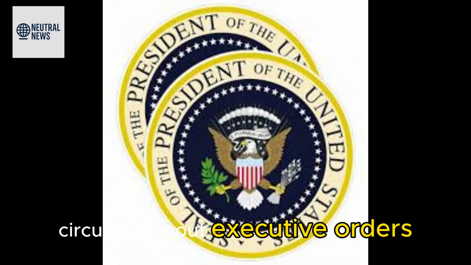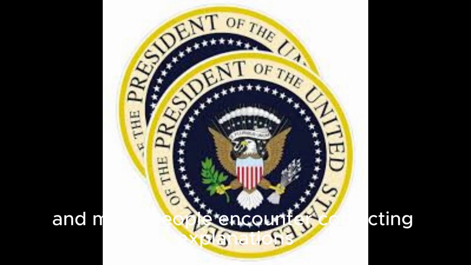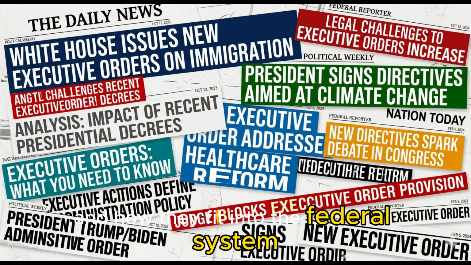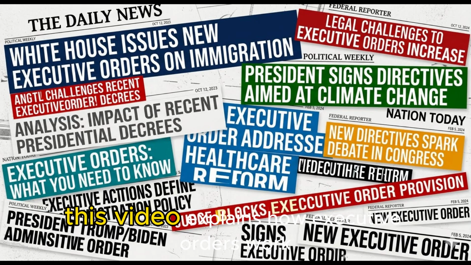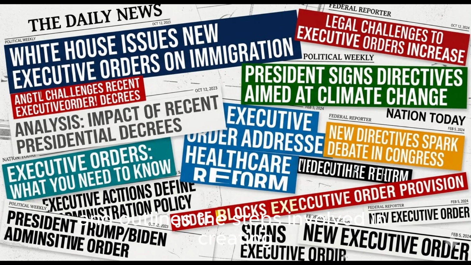A wide range of information circulates about executive orders, and many people encounter conflicting explanations about what they are, what they can do, and how they fit into the federal system. This can make the process seem unclear. This video explains how executive orders work and outlines the steps involved in creating and implementing them.